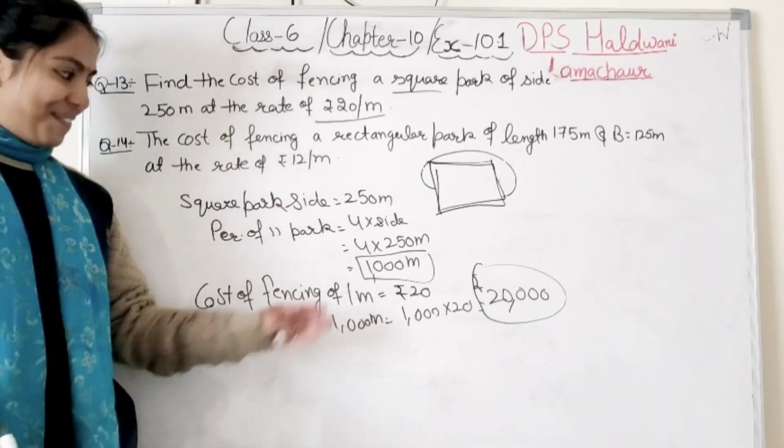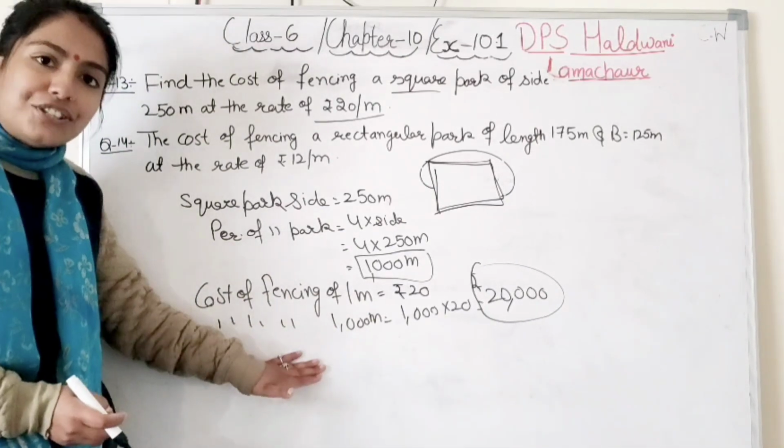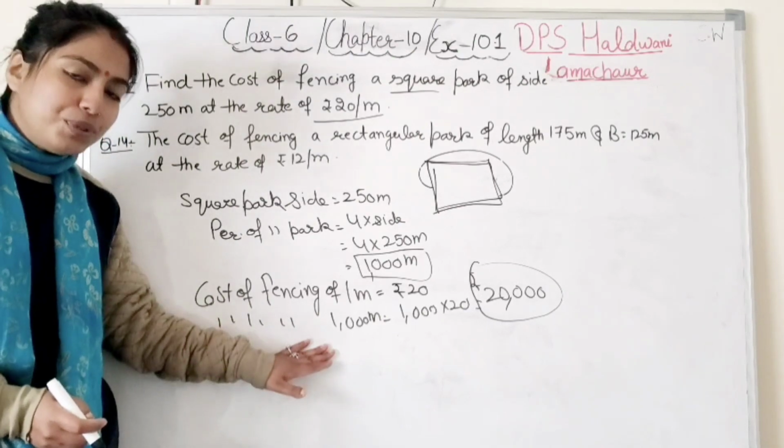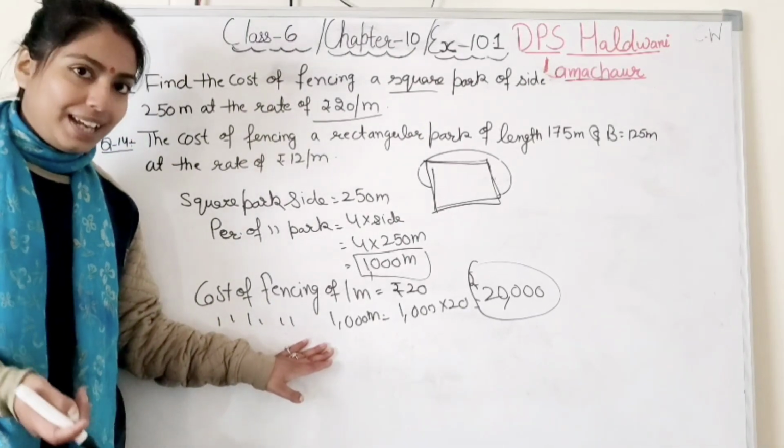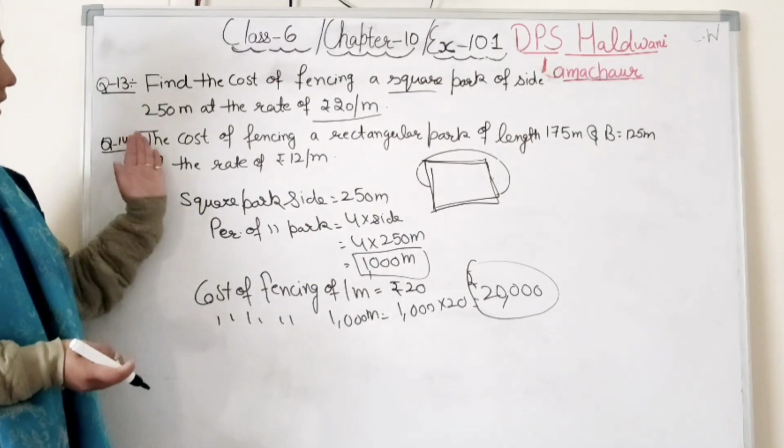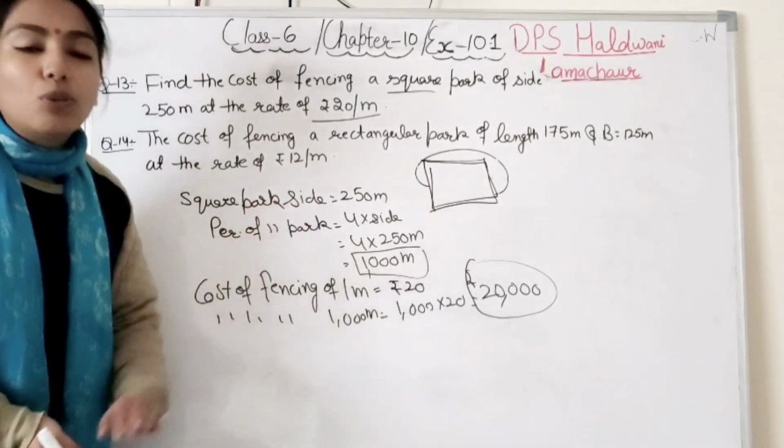That's it student. Very simple, no? Here this is just additional only. So what? जैसा question पूछा है, you have to solve in the same manner. Right? Now coming to our question number 14. The cost of fencing a rectangular park.